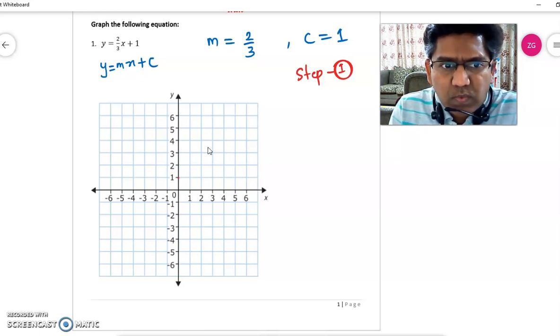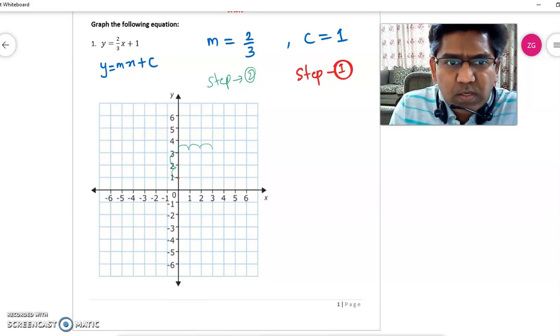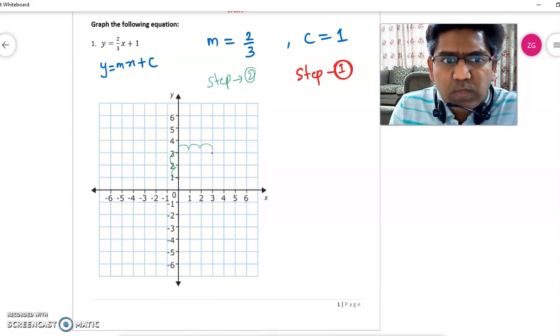Now, from this y-intercept 1, we will use the slope to locate the second point. We know that the line is passing through 1, but we don't know which direction. So, step 2 is to use slope and locate the second point. From the y-intercept, you will rise by 2 and you will run by 3. So, 1, 2, 3. You get your second point. Your second point is this one.